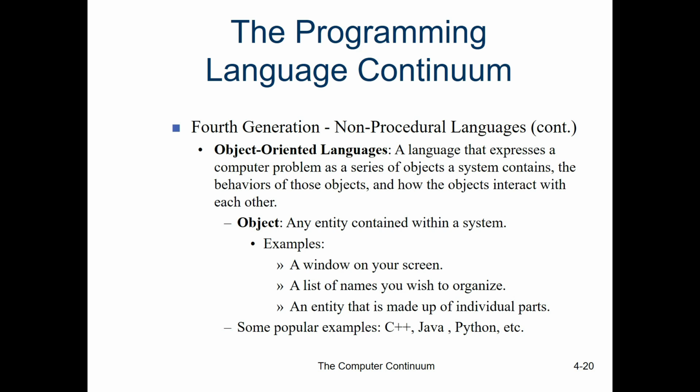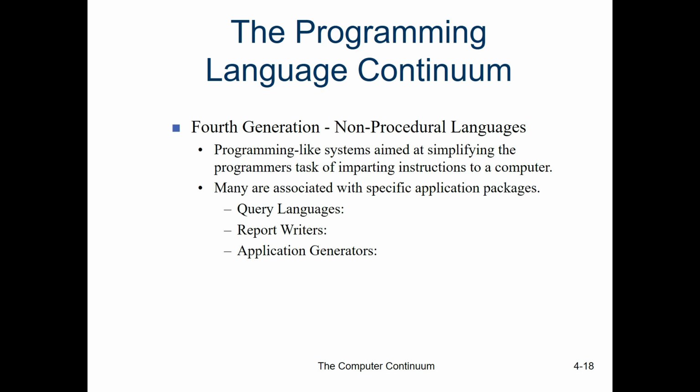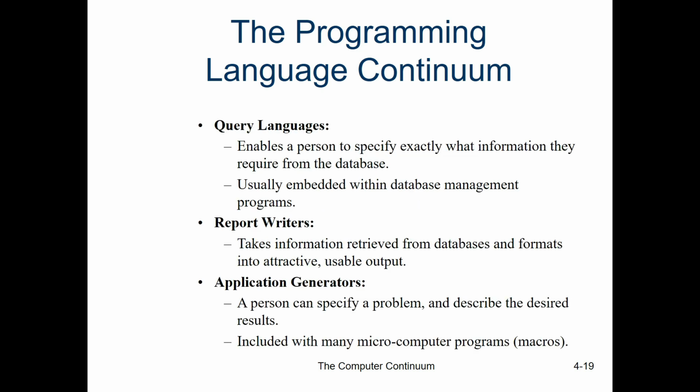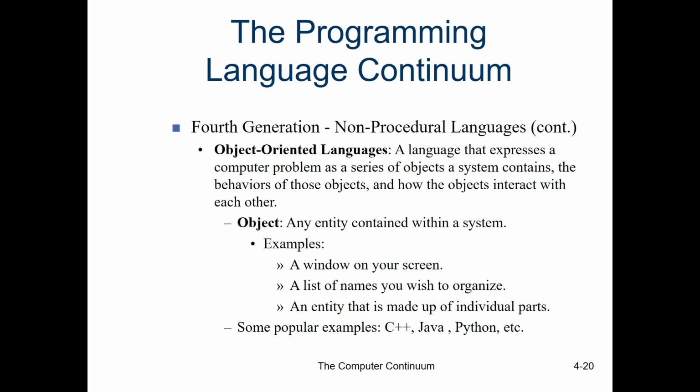All right, then we have, again, two types of fourth generation languages. One is procedural and the other is non-procedural, like query languages. Here we have object-oriented language, OOP, which is a language that expresses a computer problem as a series of objects. A system contains the behavior of those objects and how they interact with each other.